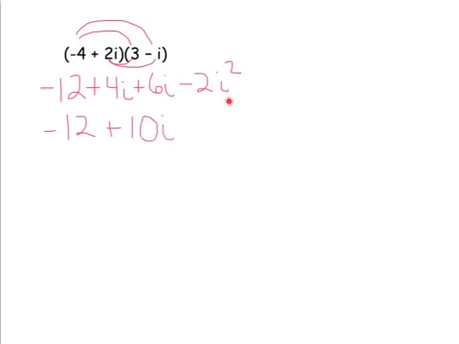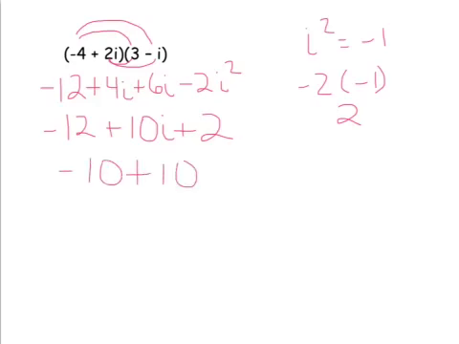And then my i squared, I know, equals negative 1. So essentially what I have here is negative 2 times negative 1, which gives me positive 2, so plus 2. And then I can combine my like terms, the negative 12 and the positive 2, and I end up with negative 10 plus 10i. I like to put, and it's proper to put, the real number first, and the imaginary number second. Alright, so that's the first one.